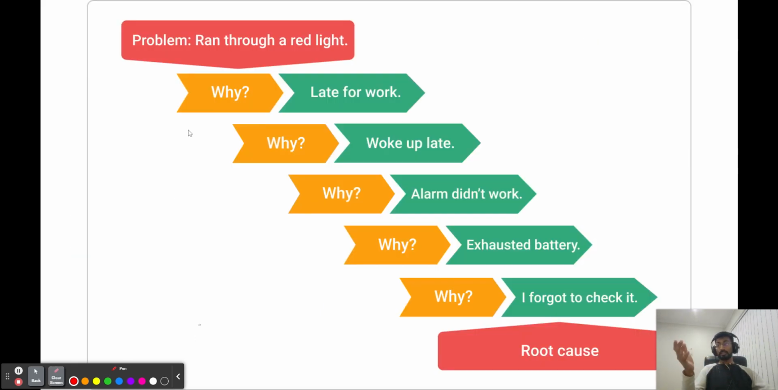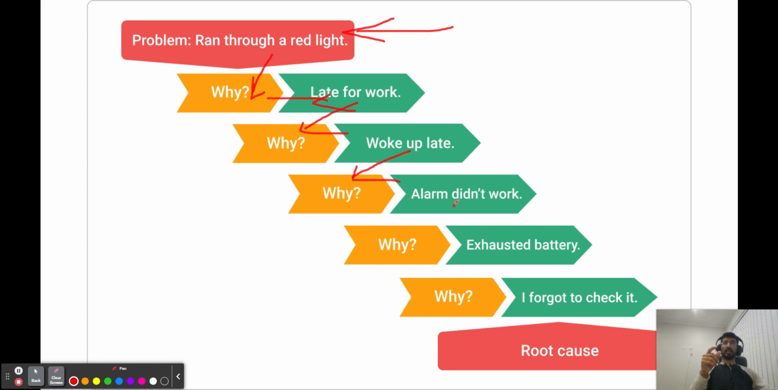Let's say you ran through a red light and you got a ticket. So, what is the root cause of you running through the red light? You ask this question 5 times, like why? So first, why? You were late for work. Why were you late for work? Because you woke up late. Why did you wake up late?